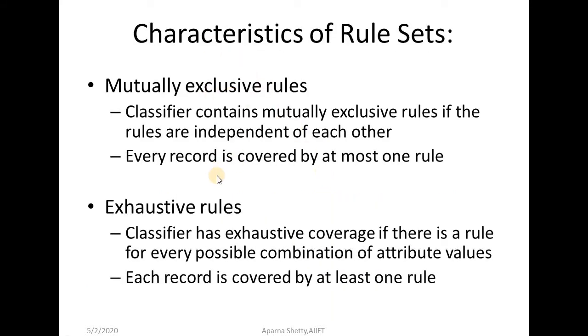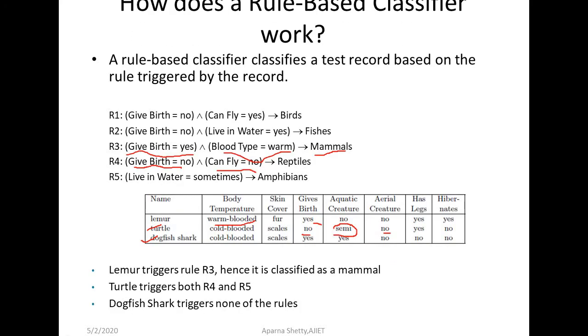Next characteristic of a rule set is exhaustive rules. A classifier has exhaustive coverage if there is a rule for every possible combination of attribute values. So each record is covered by at least one rule. That is the exhaustive property. In the previous example, dogfish is not covered by any of the rules. So it does not satisfy the exhaustive property also.